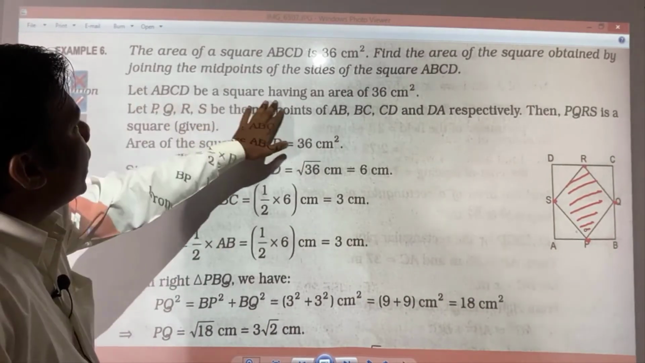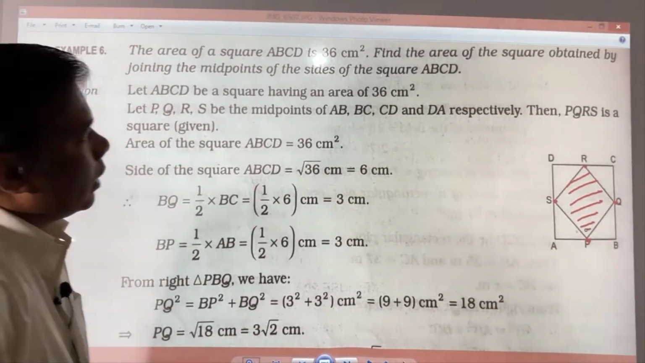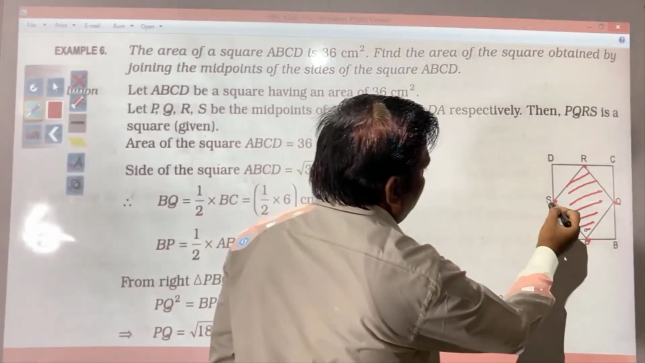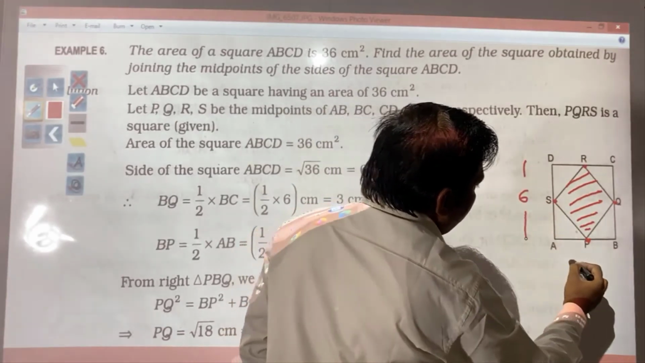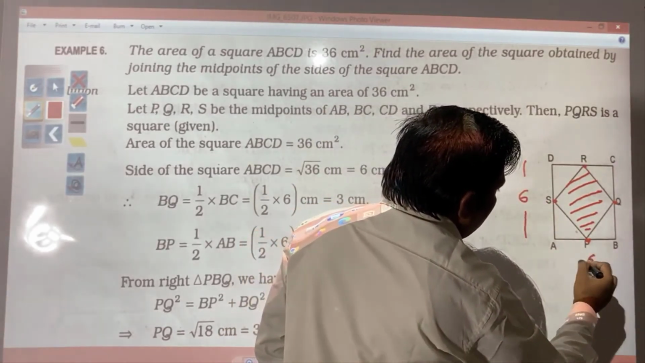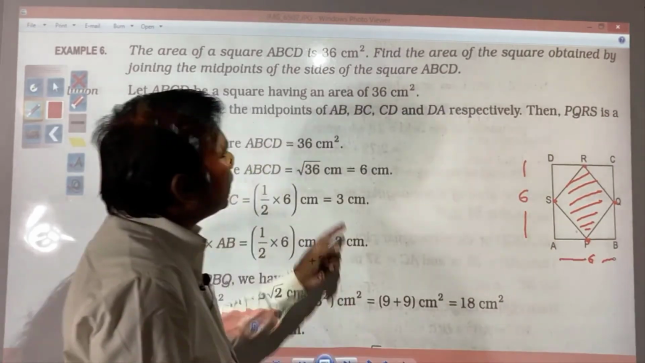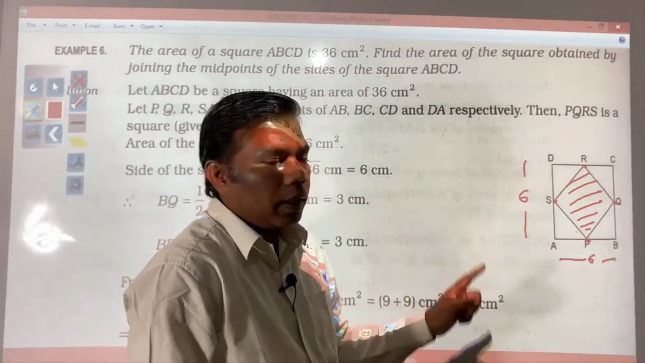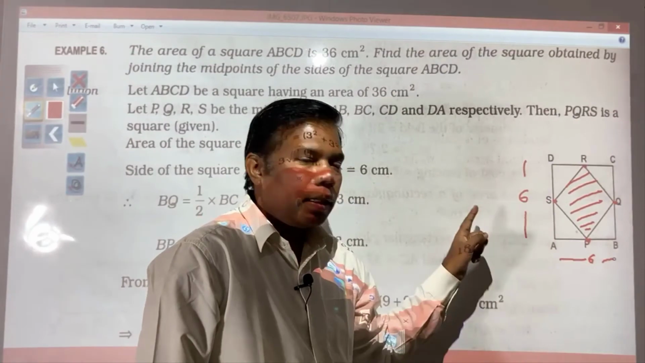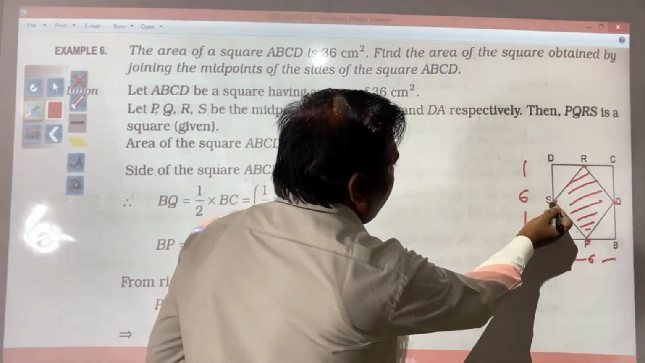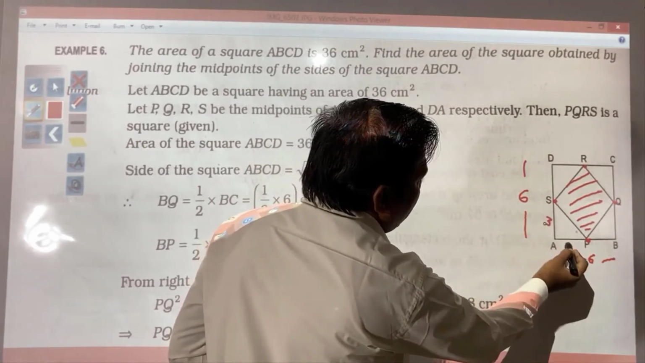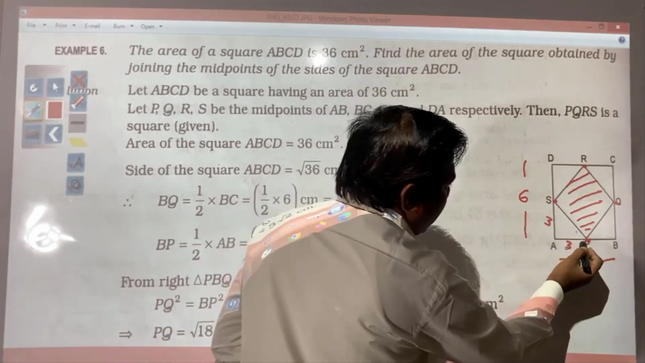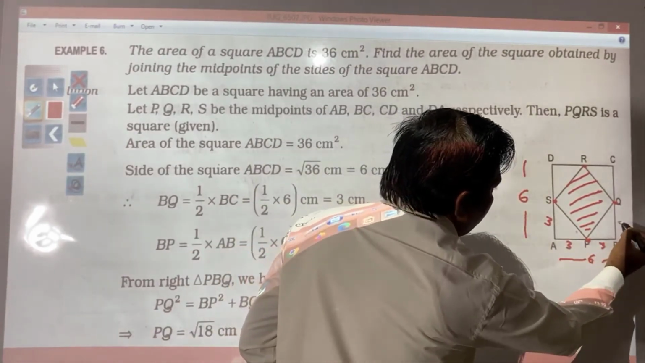Let ABCD be a square having an area of 36 centimeter square. It means what? Since area is 36, one side will be what? 6, as 6 into 6 is 36. Now these all are what? Midpoints. So if these all are midpoints, this will be 3 and this will be 3. These are midpoints, this will be 3 and this will be 3.